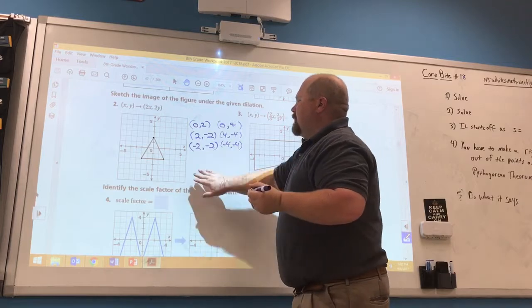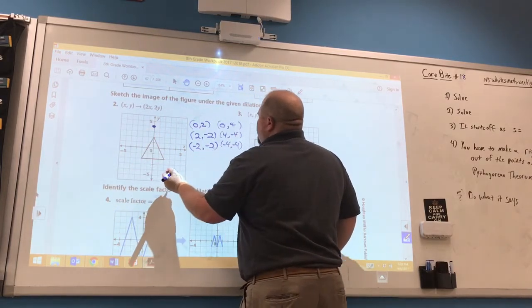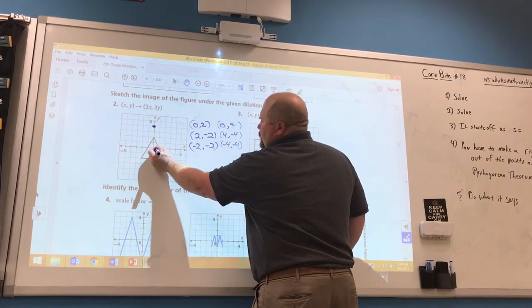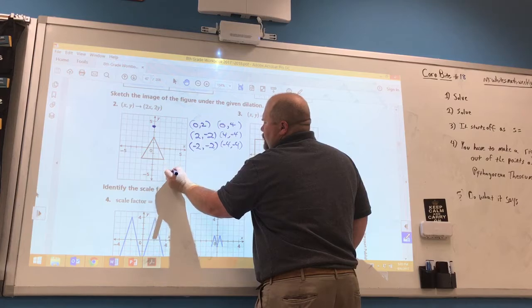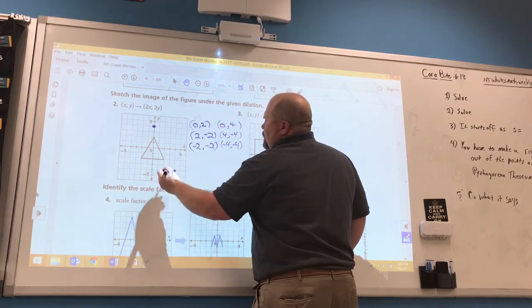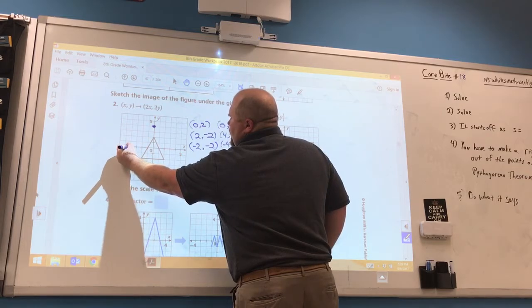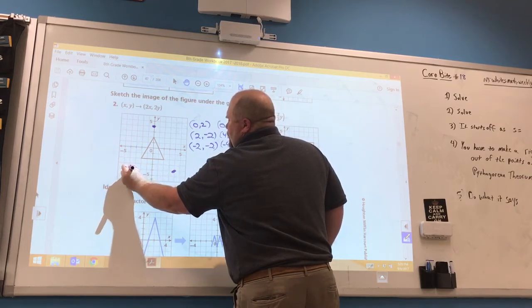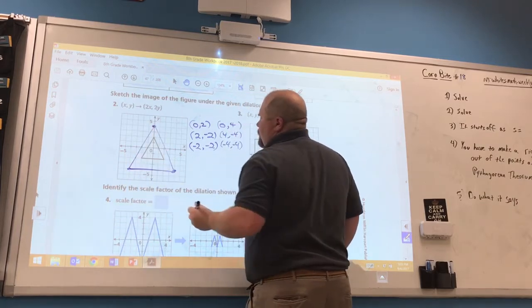And then we can go ahead and graph that image. 0, 4 is going to be here. 4, negative 4, so 4 places to the right, 1, 2, 3, 4. 4 places down, 1, 2, 3, 4. And for the last one, start at the origin, 4 places left, 1, 2, 3, 4, and 4 places down, 1, 2, 3, 4. Connect the dots, and we have the new dilated figure.